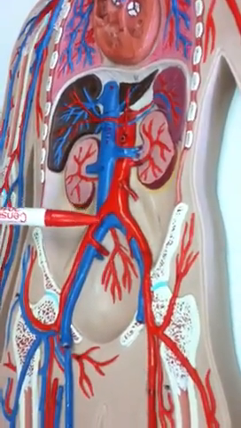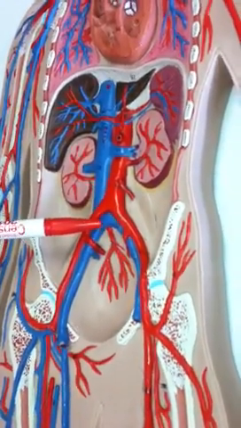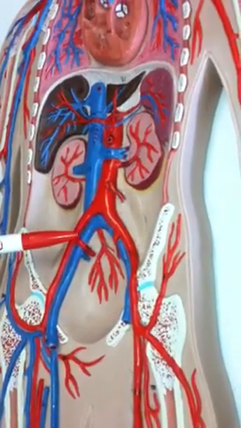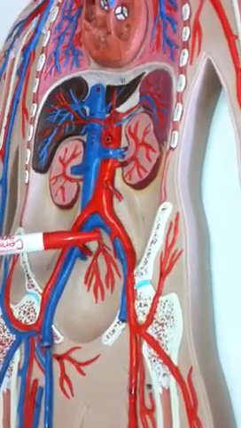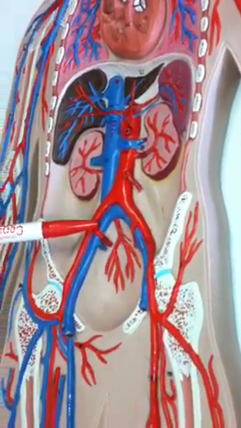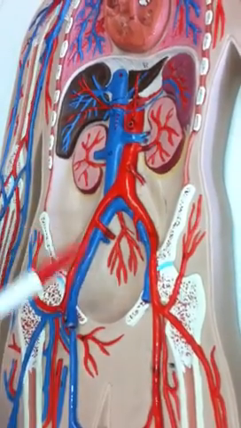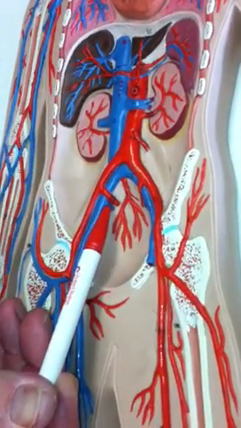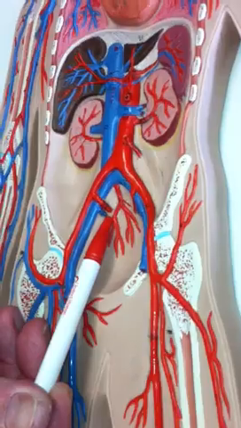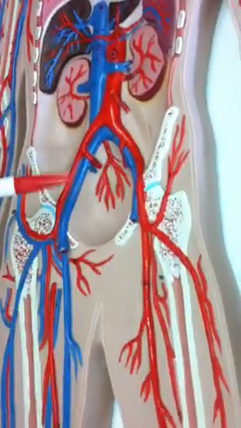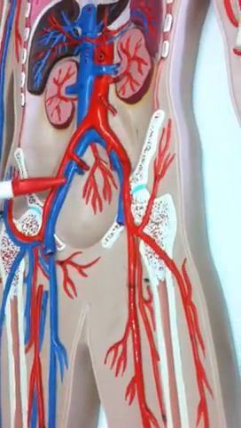If you go further down to the groin area, the inferior vena cava splits and becomes the two common iliacs. The two common iliac veins split and become the internal, which is the small vessel that goes down deep into the tissue, and the external iliac.